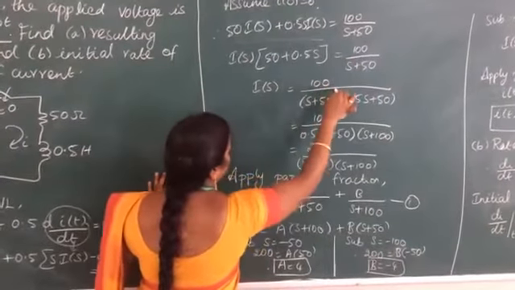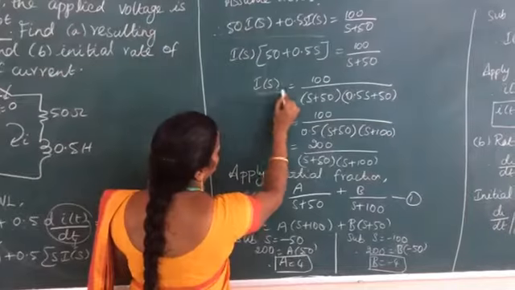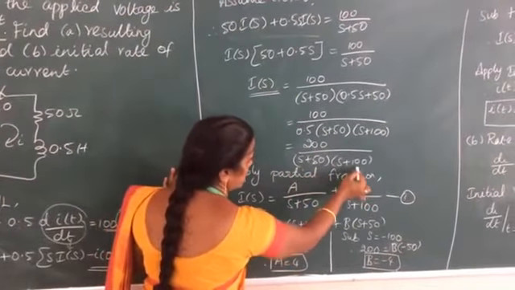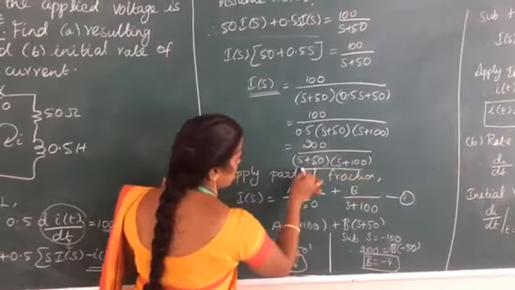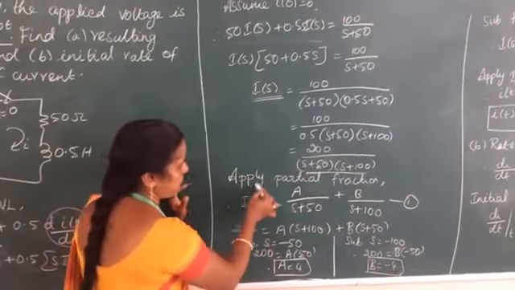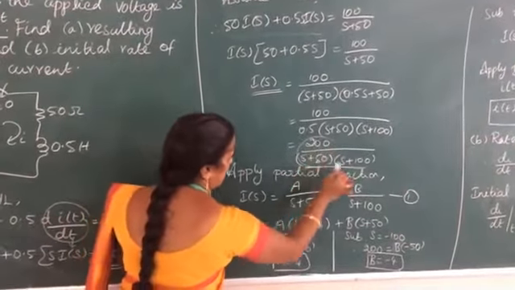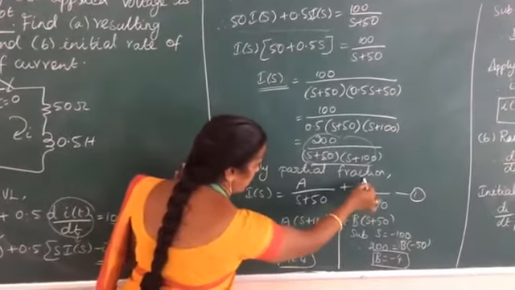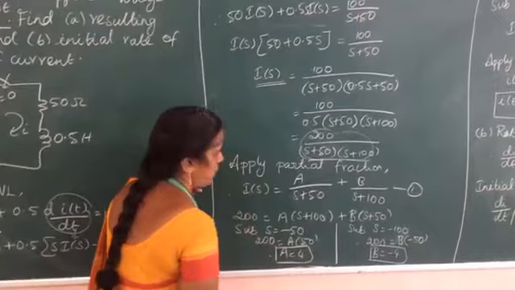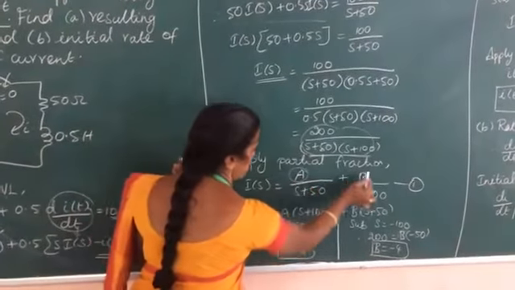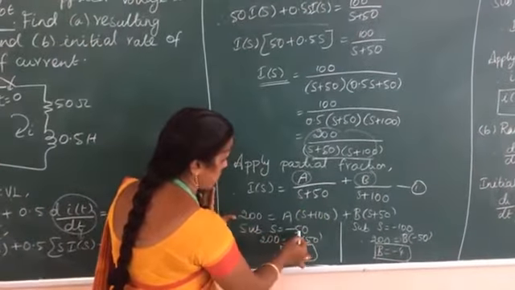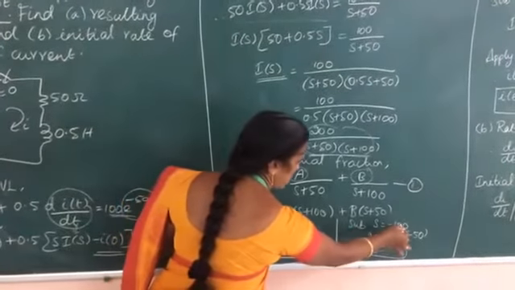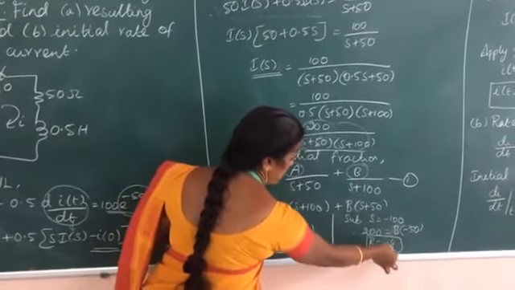So we have to simplify this to find I of s. We are getting I of s as 200 divided by s plus 50 into s plus 100. So you have two roots in this one. Third step, we are going to apply partial fraction. We are writing this equation as I of s is equal to a by s plus 50 plus b divided by s plus 100. We have to find the values of two constants a and b. If you substitute s is equal to minus 50, we will be getting a as 4. If you substitute s is equal to minus 100, we will be getting b is equal to minus 4.